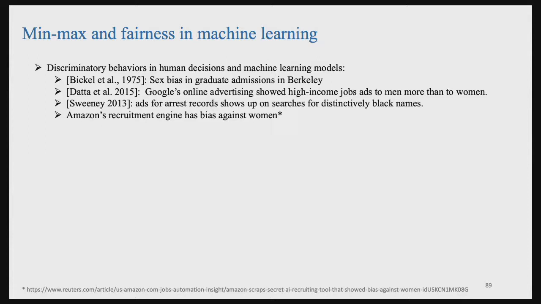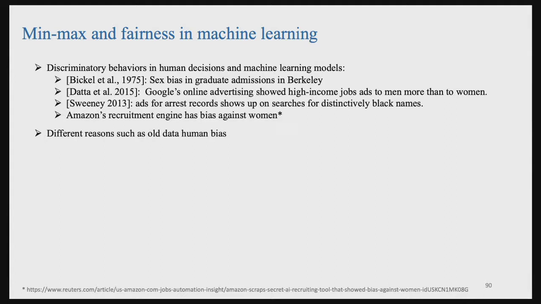Google online advertising showed high-income job ads to men more than women. In one study, ads for arrest records showed up more often for searches of distinctively black names. So there are many examples of bias in the models we have learned. There are different reasons for such bias. It could be old data with humans involved, which has bias in it. For example, if Amazon in the past had more male applicants, it is not surprising that the algorithm picks one of the unimportant features, gender, as one of the important features for prediction.